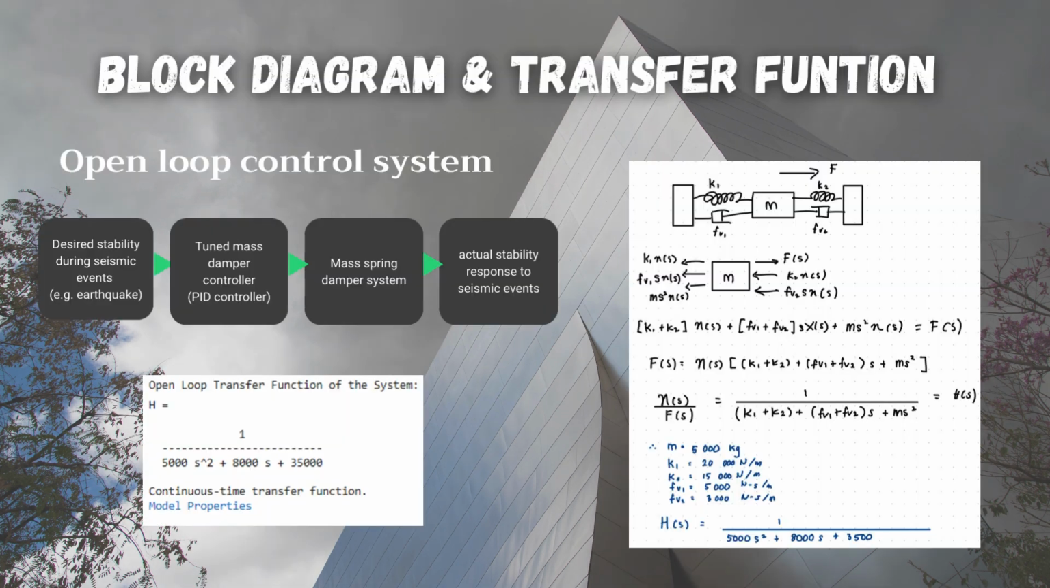The open loop transfer function was obtained for manual calculation and MATLAB simulation. This transfer function describes how the system responds to seismic vibration without any control. In the open loop configuration, we observe high oscillation and long settling time, which indicates that the building experiences significant vibration and takes a long time to return to a stable state after the earthquake.